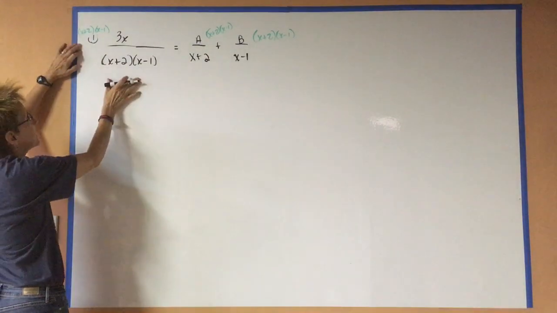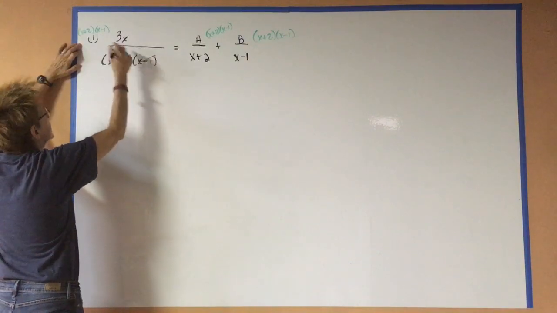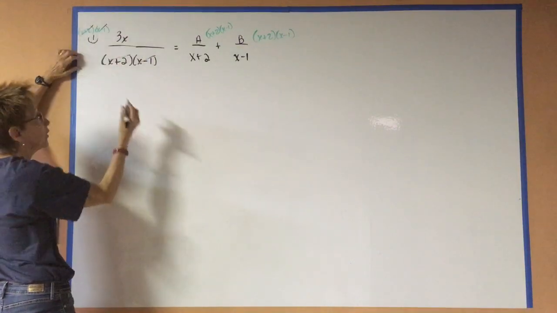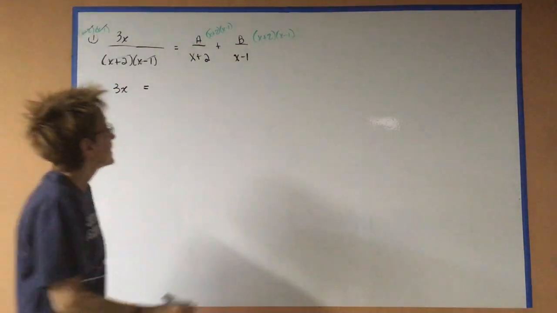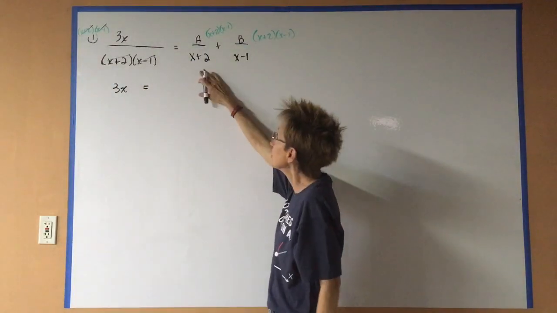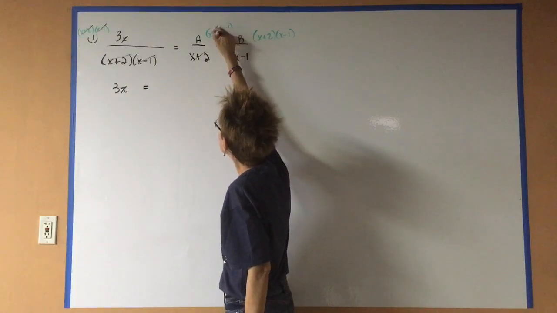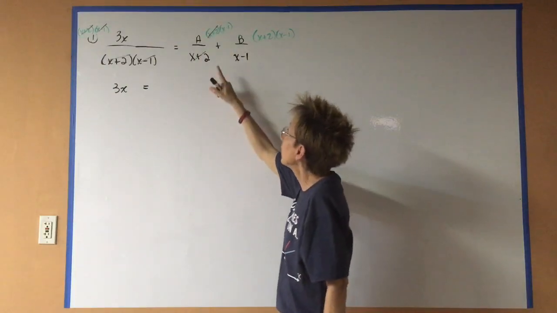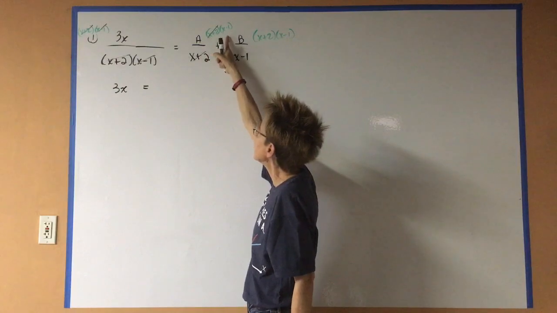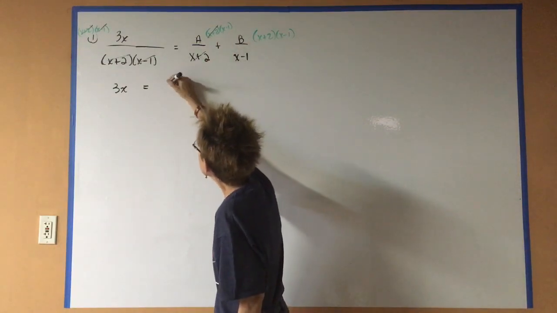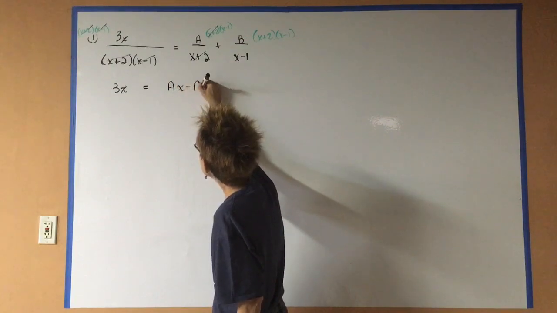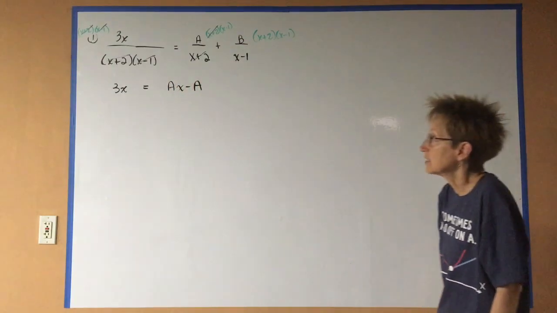So when I multiply this side, the entire denominator cancels, which is the goal again, to get the denominator to go away, and I get 3x. When I take it times the second side, in this first term, the x plus 2 cancels, which was the goal. But now I have to take the a times the x minus 1 to do the multiplication. So I get ax minus a.